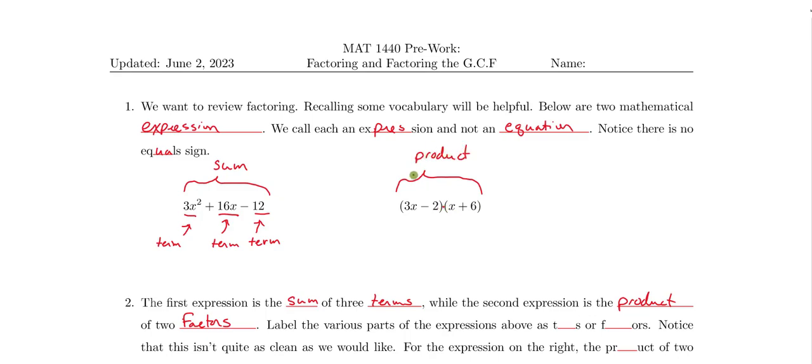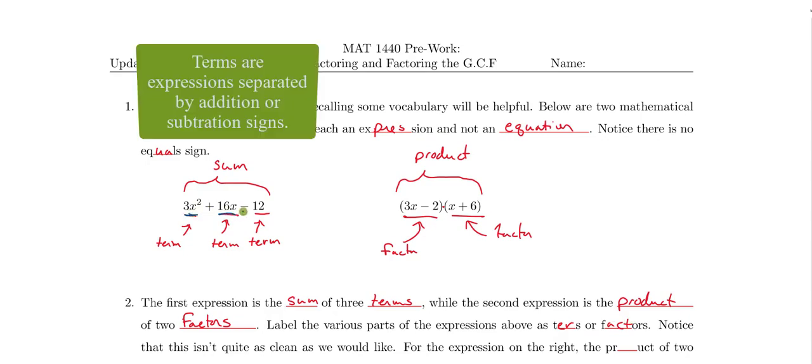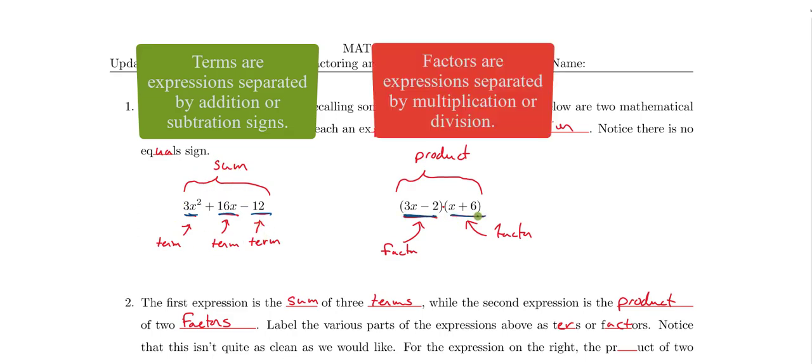Now, what are the parts of a product that we multiply together? Well, we call this first expression one of the factors, the first factor, and we call this second one a factor. So let's go ahead and label the various parts of these expressions above, as either terms or factors. That's what we just did. So again, just to highlight this, here we have this term, this term, this term. We have these three terms that comprise this sum, and here we have this expression and this expression. These are both factors, and the whole expression together is called a product.